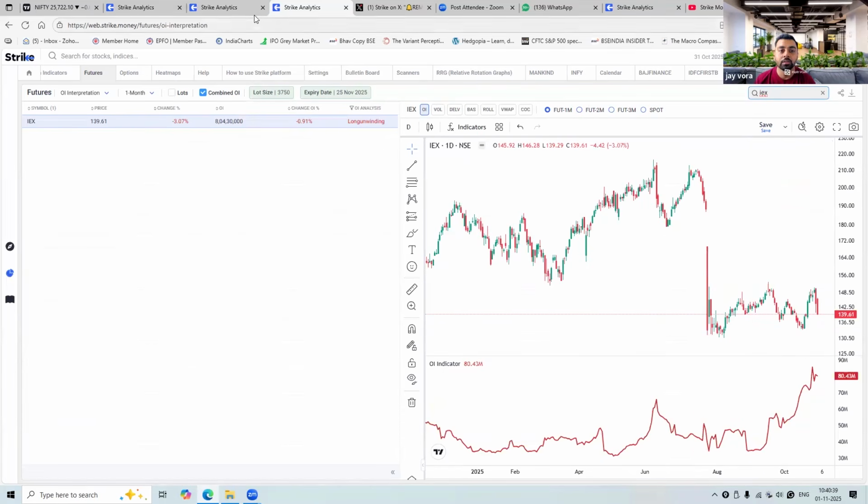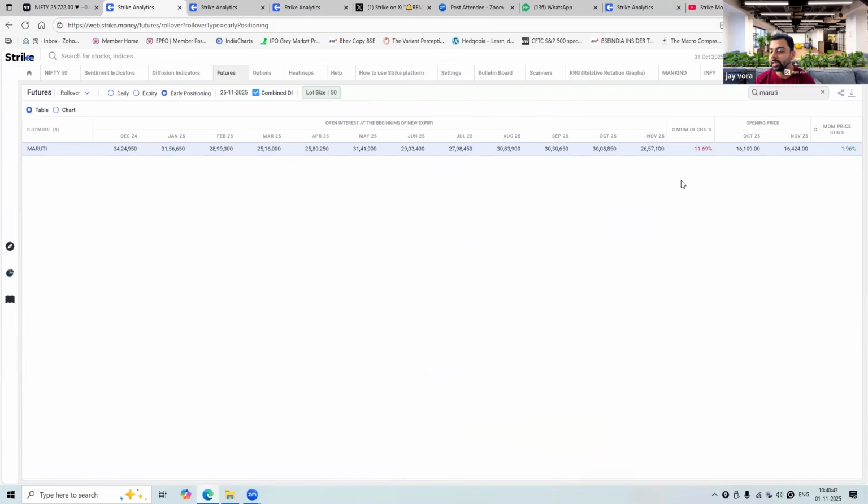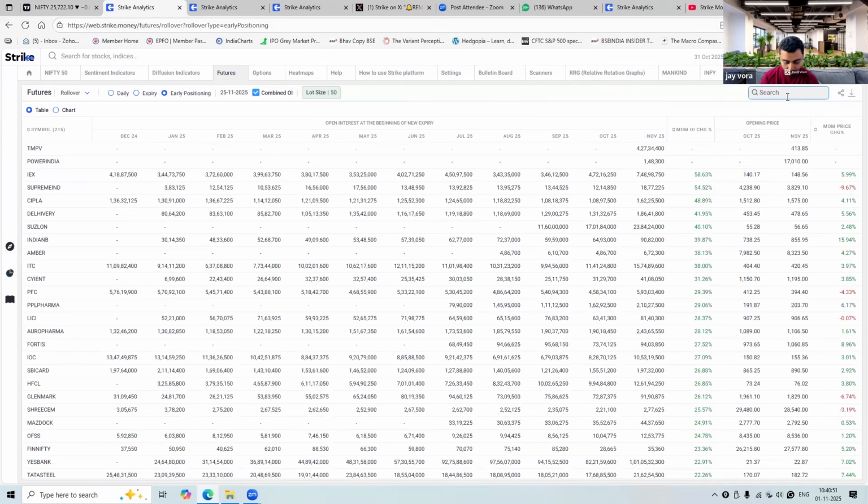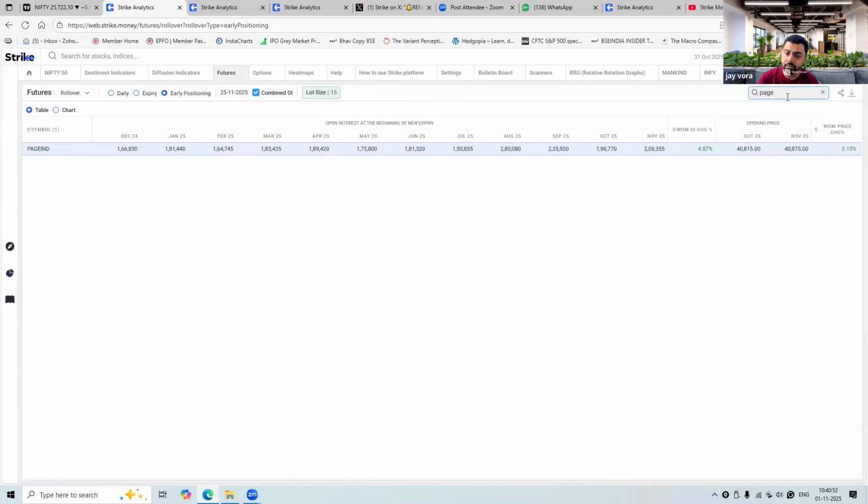Because sometimes this rollover data could be misleading, and there could be a couple of data points that might end up giving you a wrong picture. Now I'll give you one example. I think I had discussed this last time. It was basically Page Industries. I'll tell you what had happened. I think I had discussed this in August, maybe.